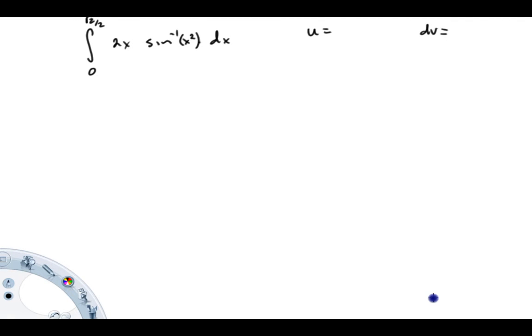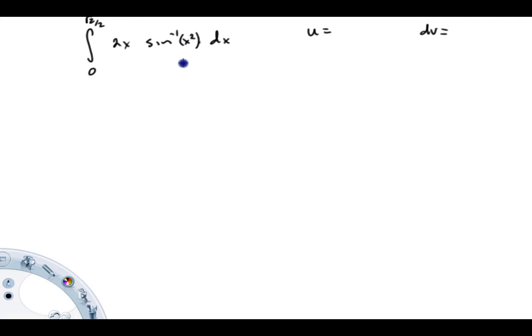The purpose of this video is to give an example of how to apply integration by parts. So what we're looking at here, we're going to try to figure out the integral from 0 to root 2 over 2 of the product 2x inverse sine of x squared dx.